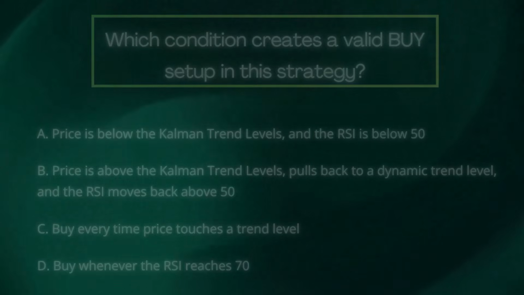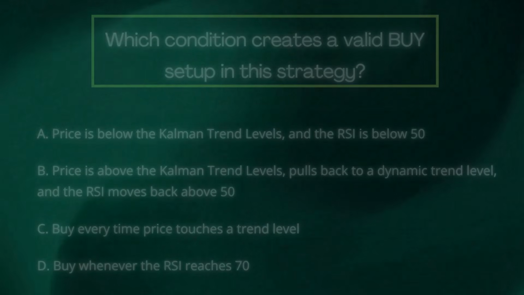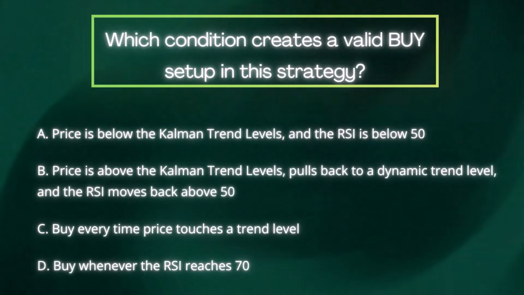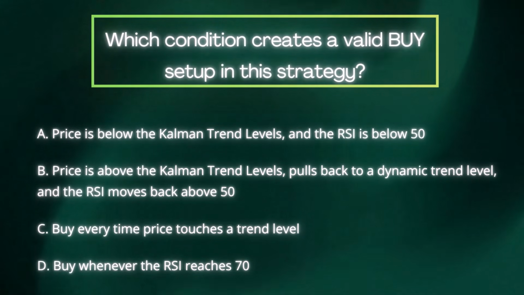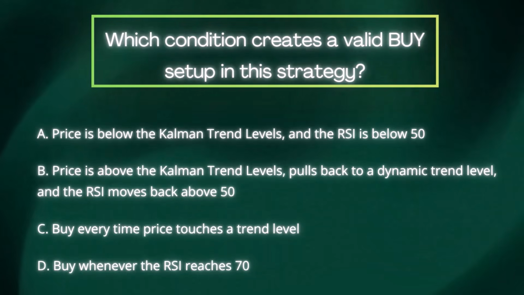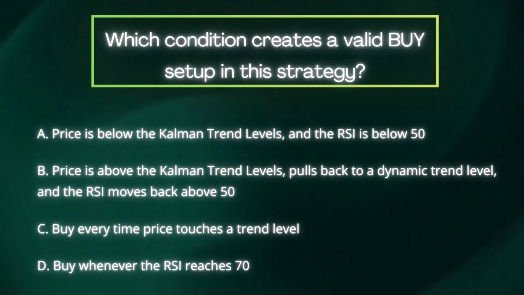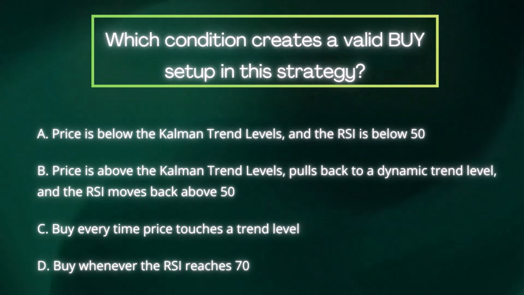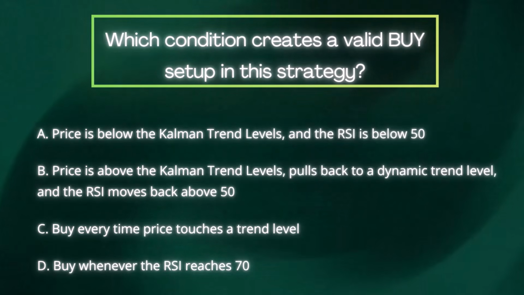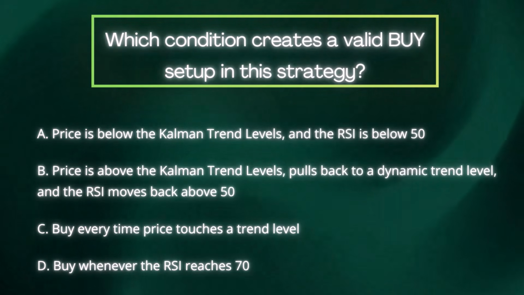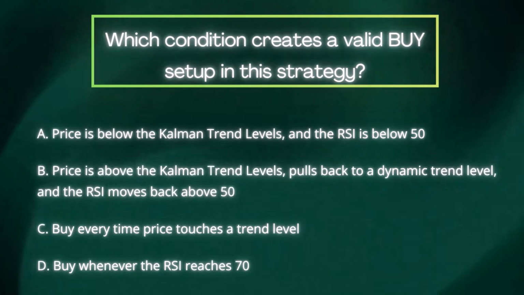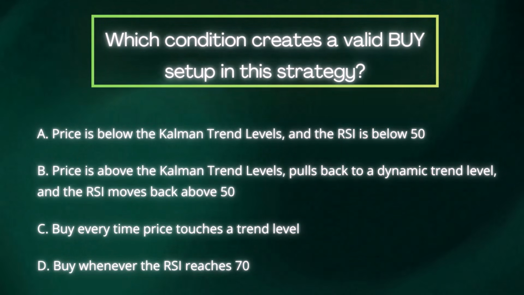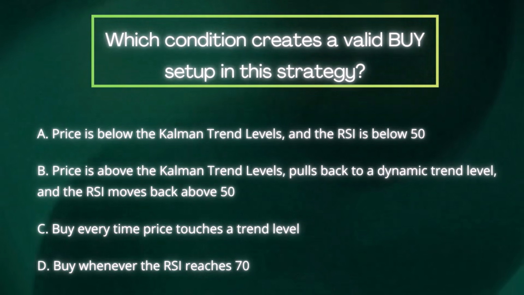Before we wrap up, let's see how much you have learned with a quick quiz. Which condition creates a valid buy setup in this strategy? A. Price is below the Kalman trend levels and the RSI is below 50. B. Price is above the Kalman trend levels, pulls back to a dynamic trend level, and the RSI moves back above 50. C. Buy every time price touches a trend level. D. Buy whenever the RSI reaches 70.